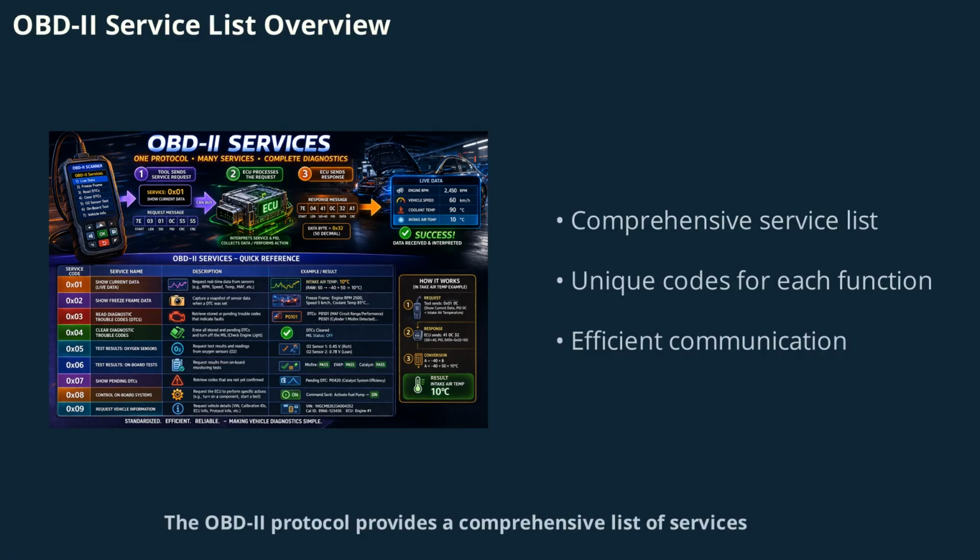The OBD-II protocol provides a comprehensive list of services, each designed for a specific diagnostic or control function. These include showing current data, freeze frame data, reading and clearing diagnostic trouble codes, and testing results from various sensors. Each service is accessed using a unique code, allowing diagnostic tools to communicate efficiently with the vehicle's systems. This structured approach streamlines the process of vehicle diagnostics and repair, making it easier to pinpoint and resolve issues.